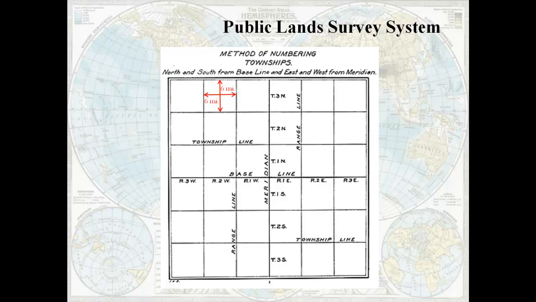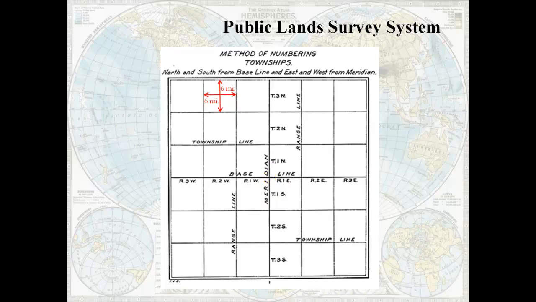And you can see that the townships start at an origin, like a coordinate system. And the east-west axis of the coordinate system is called the baseline. The north-south axis is called the principal meridian. So the origin is the intersection of those 2 lines. That's sometimes called the initial point.